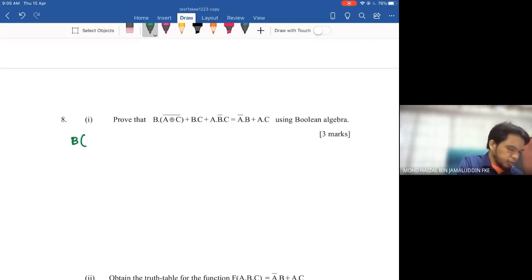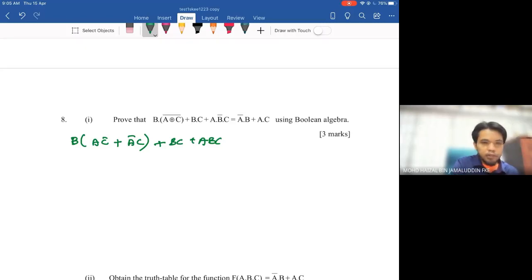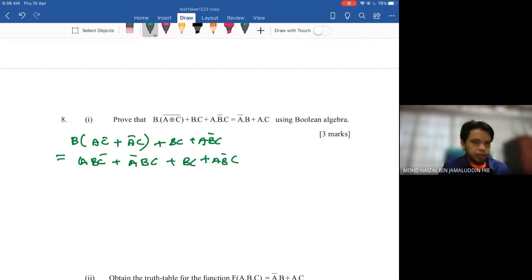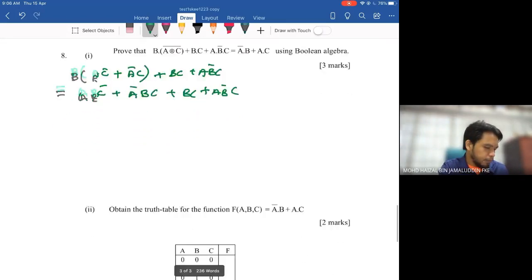Okay. A C bar plus A bar C plus BC plus ABC. So if you want to write the dot, it's okay. Without the dot, also is understandable. So ABC bar plus A bar BC plus BC plus ABC. Okay, so I don't want to show it in detail. So here you can solve it.